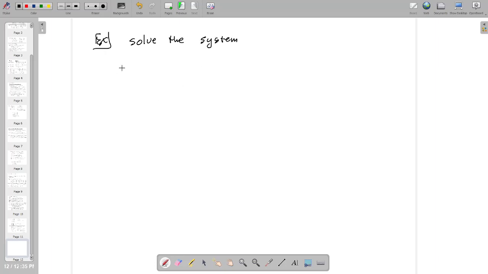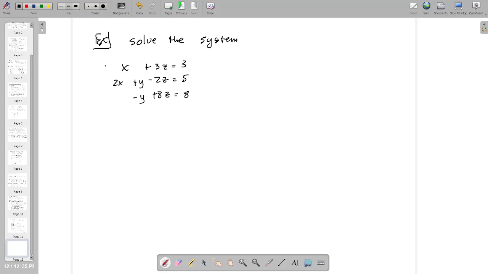Solve the system. x plus 3z is equal to 3, 2x plus y minus 2z is equal to 5, and negative y plus 8z is equal to 8.